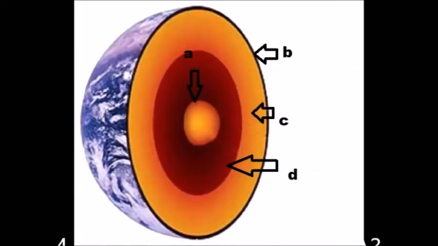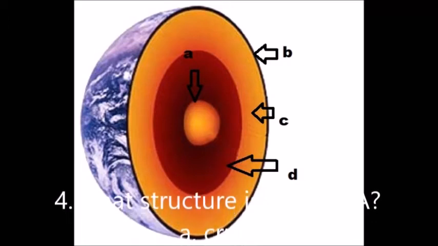Number 4. What structure is labeled A? A. The crust. B. The mantle. C. The inner core. Or D. Outer core.